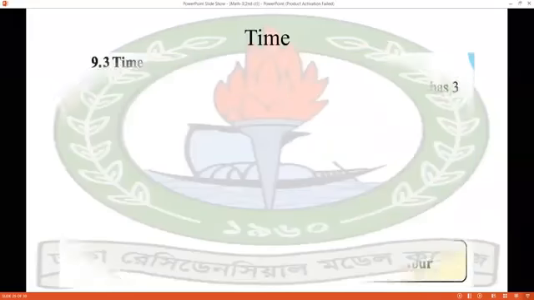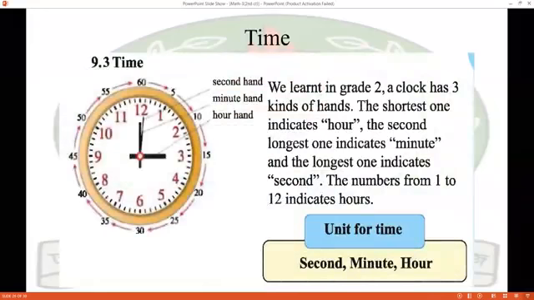Time. What is the time? We know it. We measure the time by using the clock. The clock may be a digital clock or an ancient clock, or a normal usual clock as the picture shows.